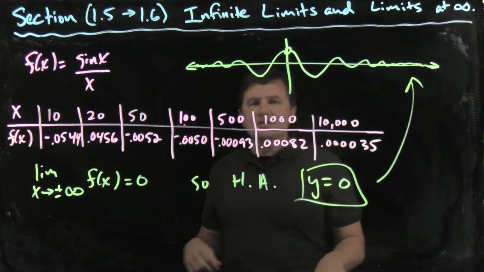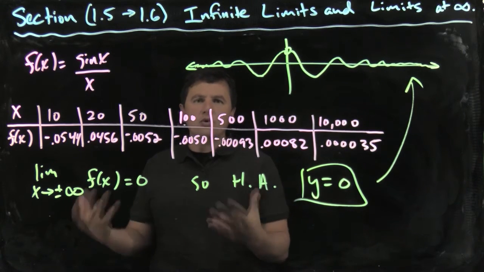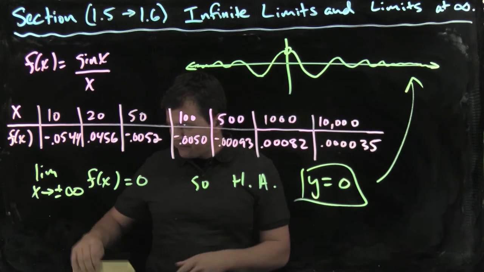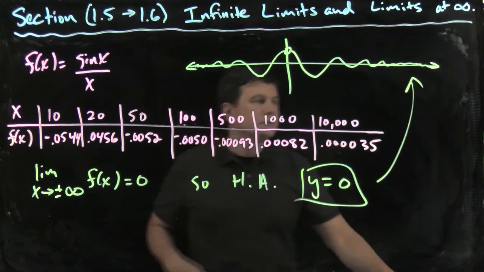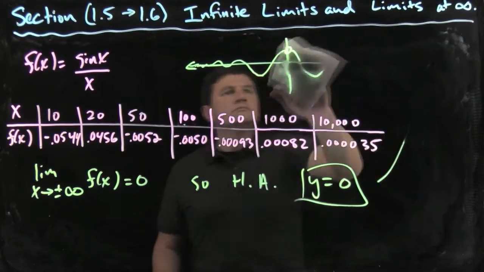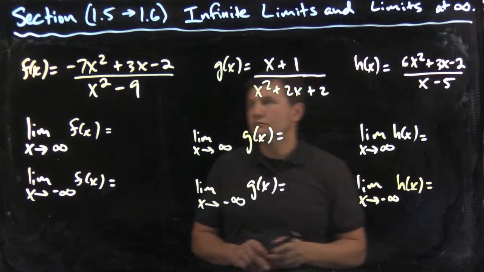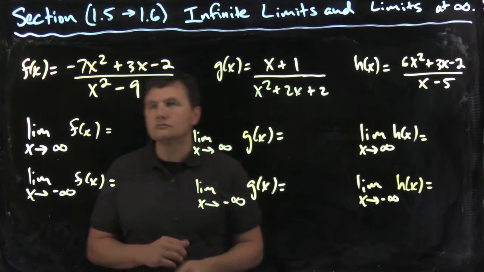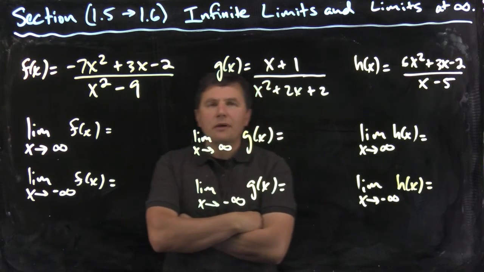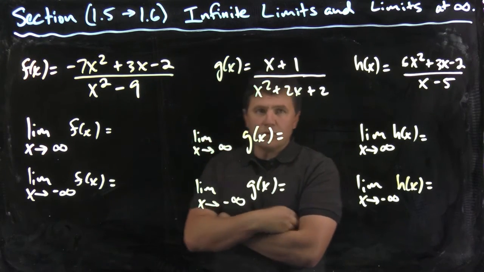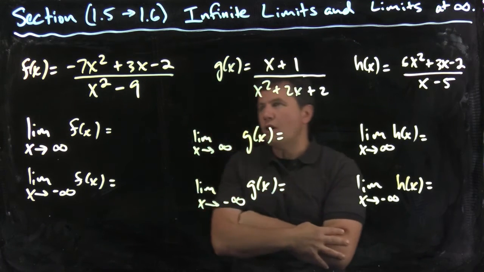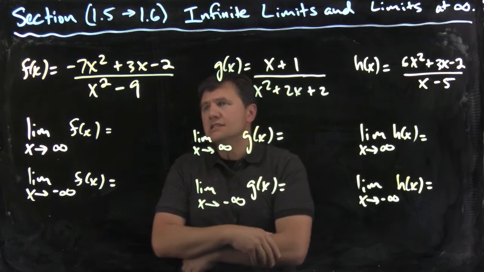Now let's talk about how we actually find horizontal asymptotes or limits to plus or minus infinity. I'm going to talk about how we determine these things algebraically. Obviously, if we have a calculator, we can always use tables and graphs, but what if we don't? What if we have to look at the algebra for these things?